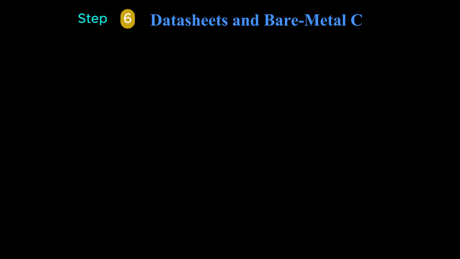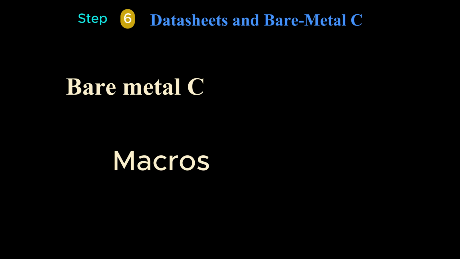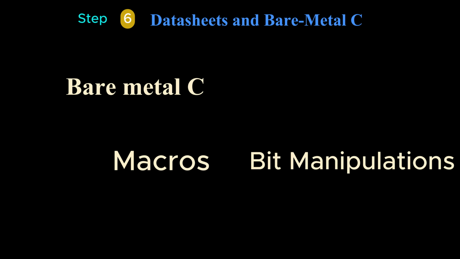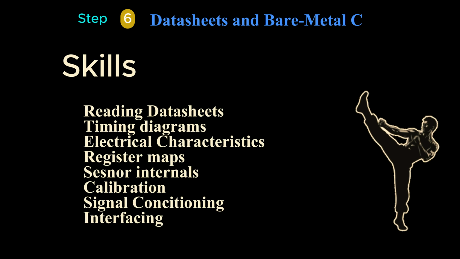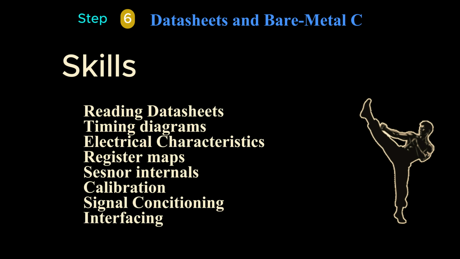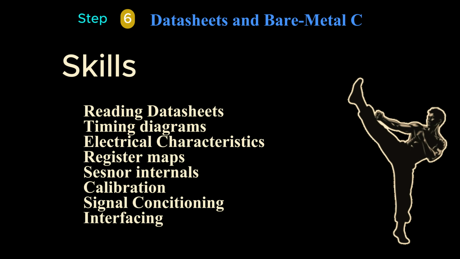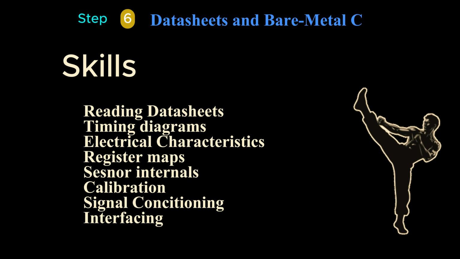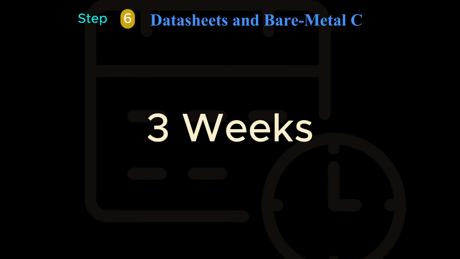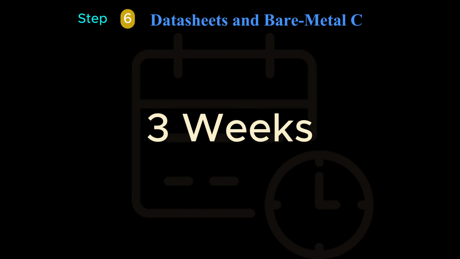And also you need to write a code in the bare metal C. What are the macros, how to use macros, and how to use bit manipulations. Bit manipulations are very important in the bare metal C, and I want you guys to get a good grip in that. And here are the skills that you need to gain in this step. And I expected that this will be completed within 3 weeks.